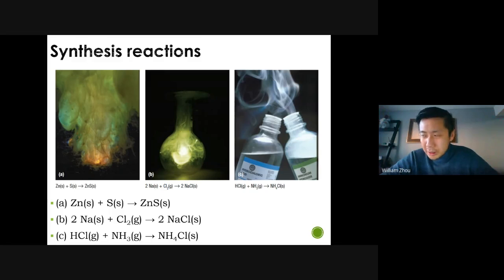So synthesis, just to recap, 2 reactants, they come together, they link up, they have 1 product. You have 1 thing that is formed. Any questions about that so far? Okay.